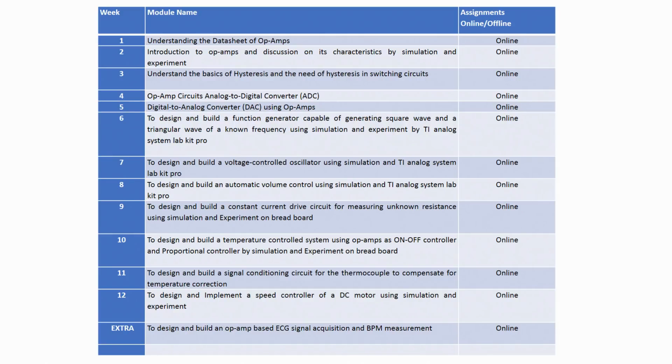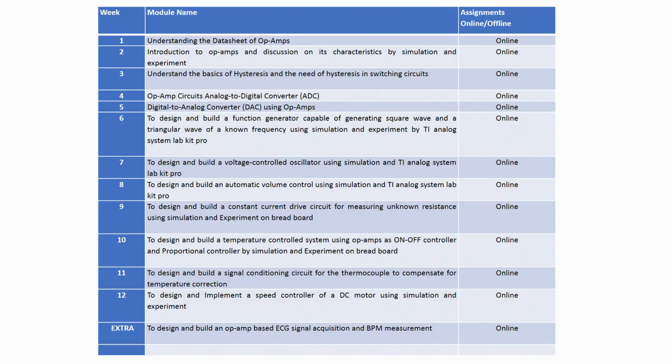In this particular course we will focus on a kit for professionals from TI, Texas Instruments, and this is called the TI Analog System Lab Kit Pro. Using this kit we will design and build a function generator capable of generating square wave and triangular wave. We will also design and build a voltage controlled oscillator. We will also design and build automatic volume control using simulation.